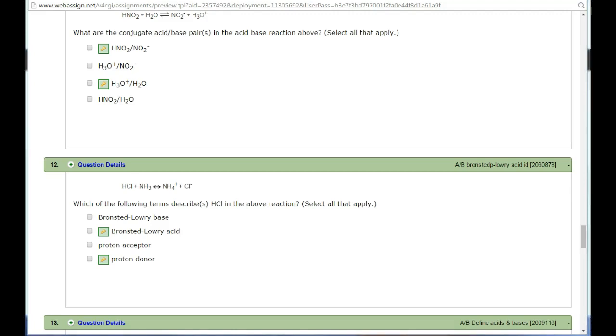Let's check out HCl. So here's HCl. HCl from here to there. Lost. Things that lose are acids because they're angry. And so it's not a base, because base is gain. It is an acid. Acids lose. It's not a proton acceptor. It didn't accept a proton. It donated a proton, so it's that.